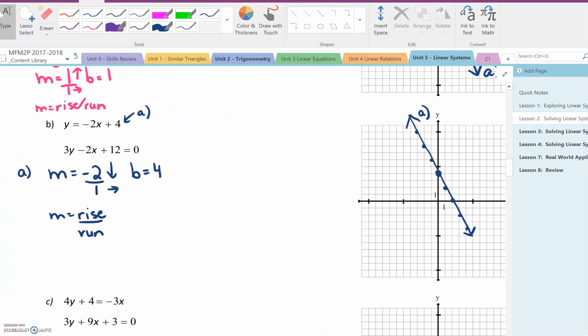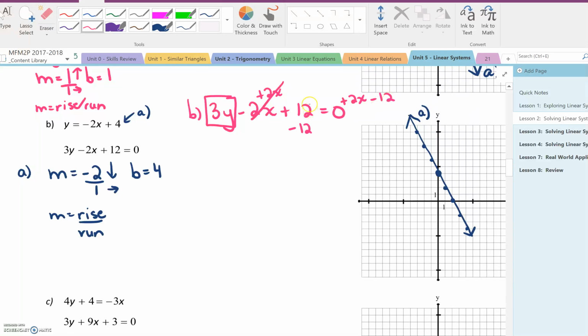There we go. And now for the second equation, we're just going to write that it's 3y minus 2x plus 12 equals 0. To find the equation in y equals mx plus b, I want to make sure that the 3y is isolated. So we're going to have to add 2x on each side, but we're also going to have to subtract 12 on each side to cancel out the plus 12. So we're going to end up with 3y equals 0 plus 2x minus 12. And at this point, we don't need the 0. So I'm going to write this.